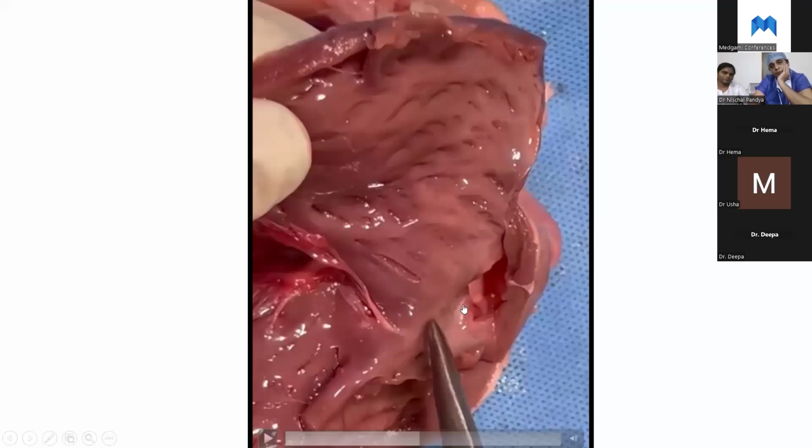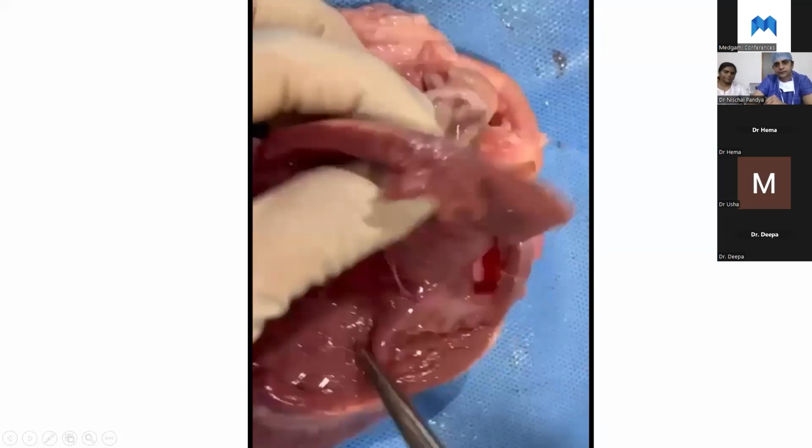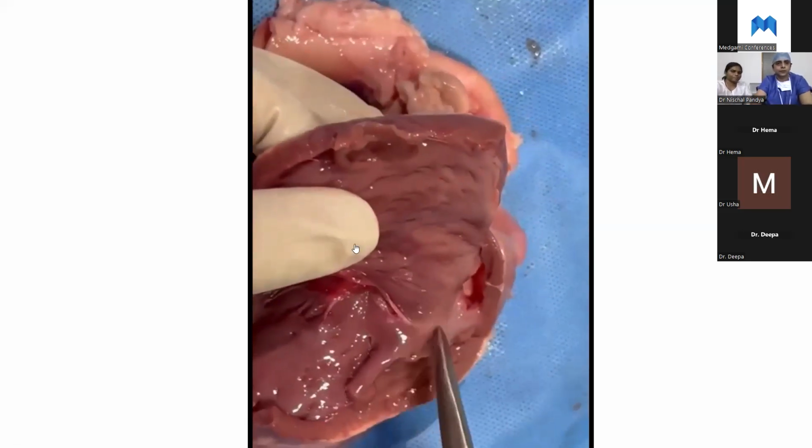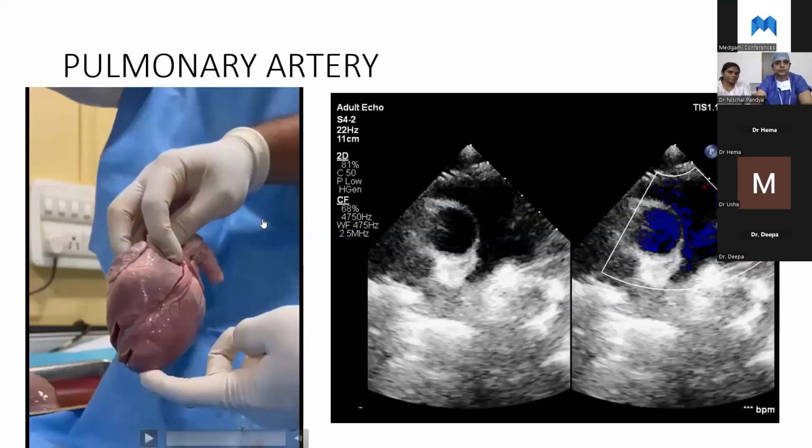But then we see both these, the aortic and the pulmonary, are sharing a common annulus, and many times they're doubly committed. So our suture lines would then have to lie in between that. So that is your outlet, the supracrystal defects. Now coming to the pulmonary artery part of it.